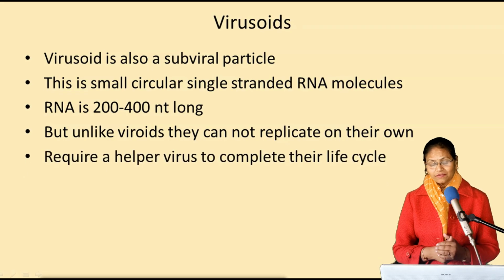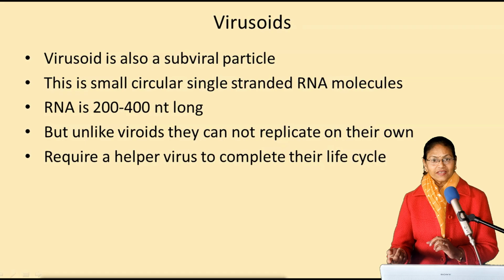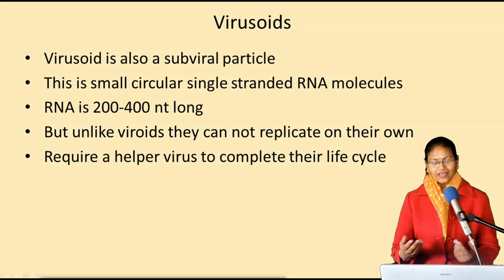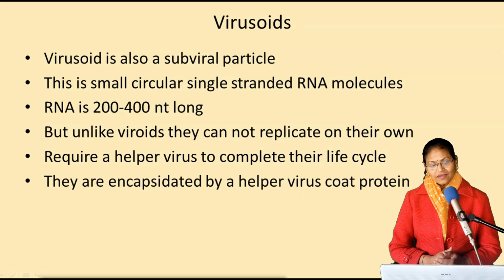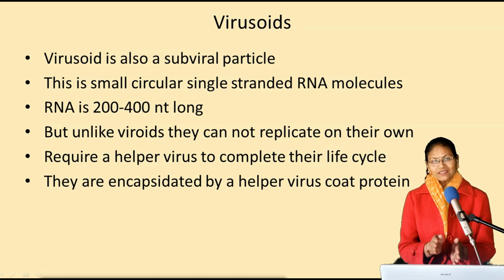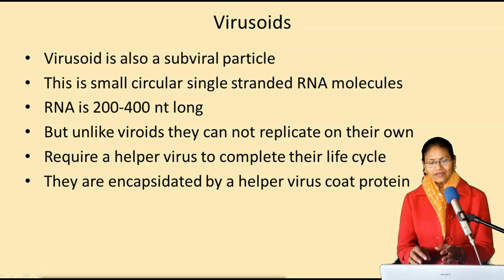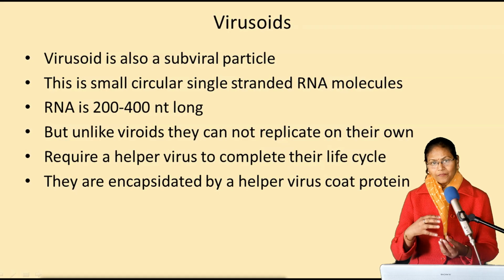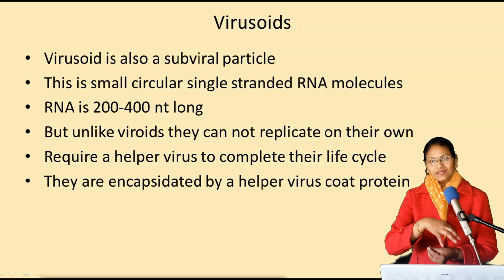So how do they multiply? They require a helper virus to complete their life cycle. That means if the helper virus is there, only then they can complete their life cycle, otherwise they cannot. They are encapsulated by a helper virus coat protein. So this is another major difference between the virusoids and viroid, that here these virusoids have to be encapsulated. Encapsulated means the genome, the RNA, has a viral coat protein.